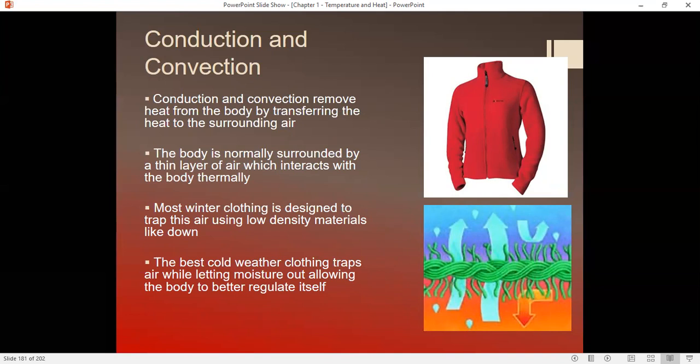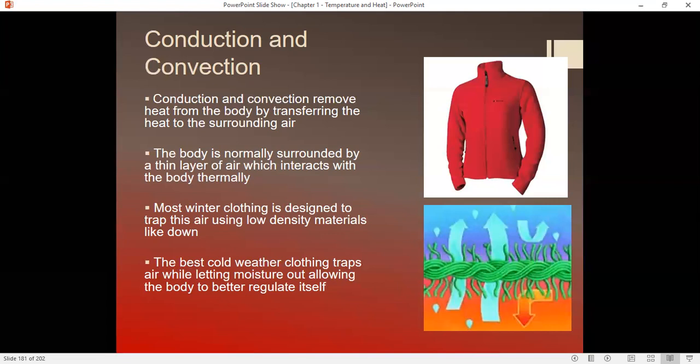So one of the big problems that happens is that you layer up to keep this heat in, you work out, all this water soaks your clothing from sweating, and then you're not as active, and now the water conducts more heat, okay? Your wet clothing conducts heat very efficiently. It's not good insulation.